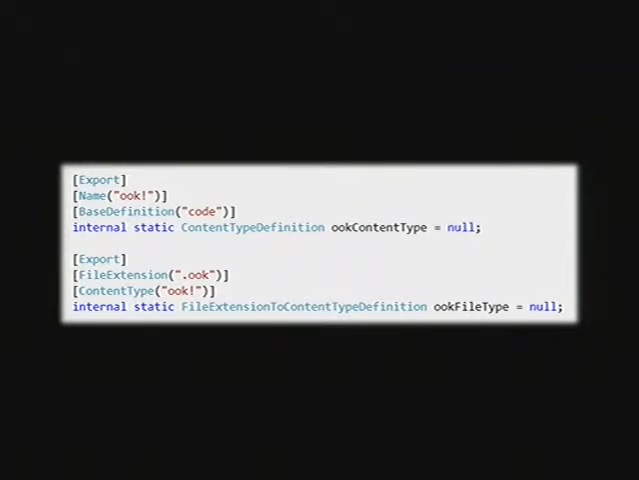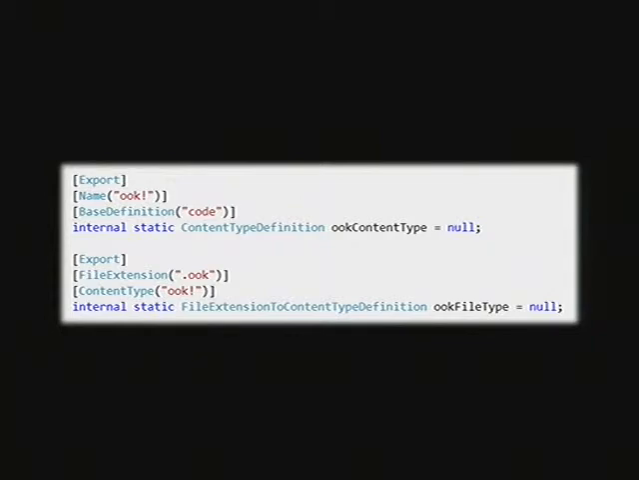We're using those attributes that we talked about yesterday, export. And so we're exporting out our content type. And you can see we give it a name of Ook, right? Because our content type is going to be Ook. And then we tell it that the base definition, basically its parent, is going to be code, right? So we're going to derive from code.